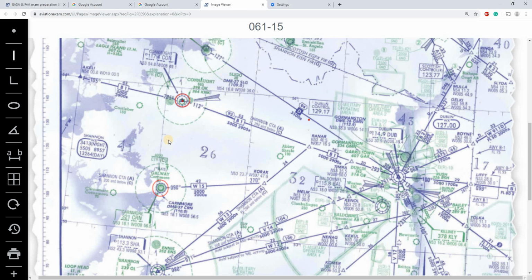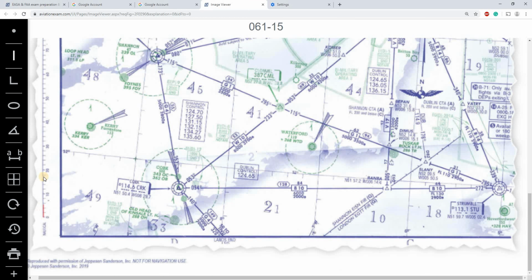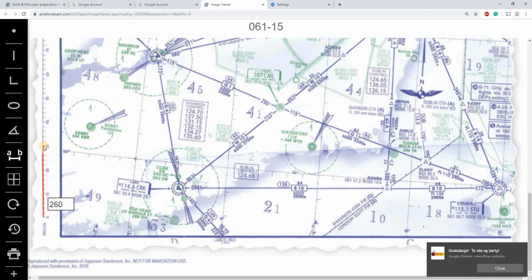So how can we know how many nautical miles is 30 nautical miles? You see here we have a scale. So we go here till 30, which is 291. In the aviation exam, this one can show you the distance, and this is just a straight line.